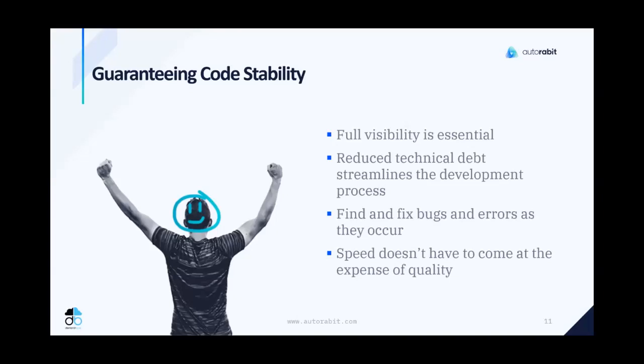When you're able to reduce your technical debt, you're actually going to be able to streamline your development processes and have less failures and failed merges. When you're able to find and fix bugs and errors as they occur, you're able to improve the speed at which your pipeline delivers. There's constantly a debate that when you have fast releases into your system, they're going to come at the expense of quality. But when you strive for a universal goal of code stability, these two goals can work in harmony to reach your production instance.